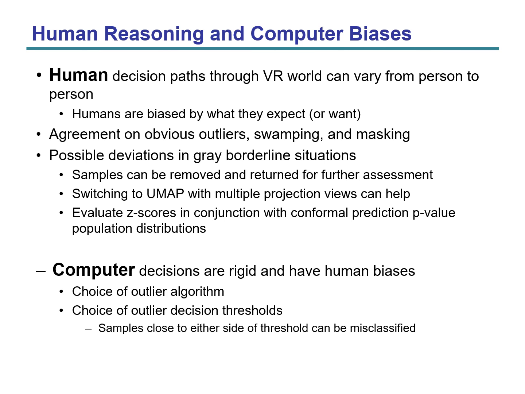Okay, computers, their decisions are rigid, but they have human biases because the human has to pick which algorithm they want to use. Every algorithm is going to select different samples as outliers. And the choice of the thresholds that these outlier algorithms make their decisions on are also set by the human. So there's just as much bias in software, autonomous algorithms, as there is in a VR human decision.